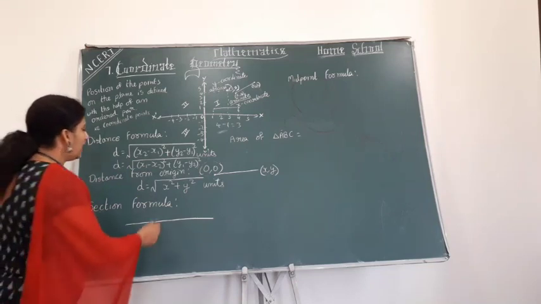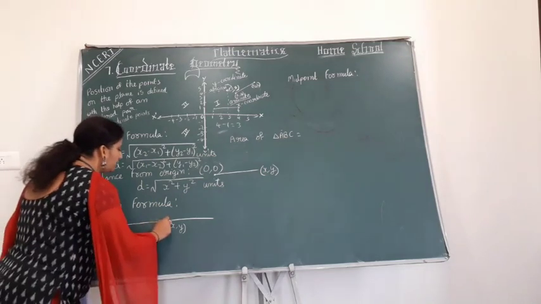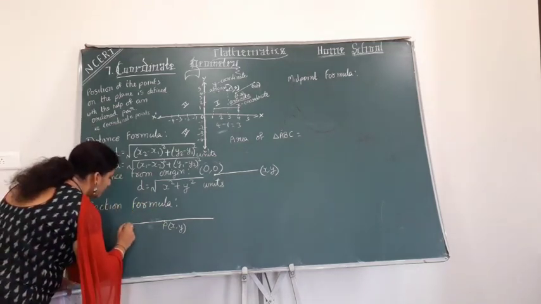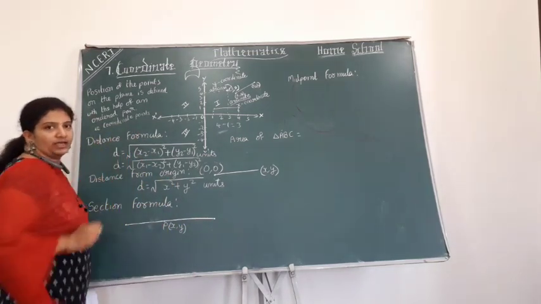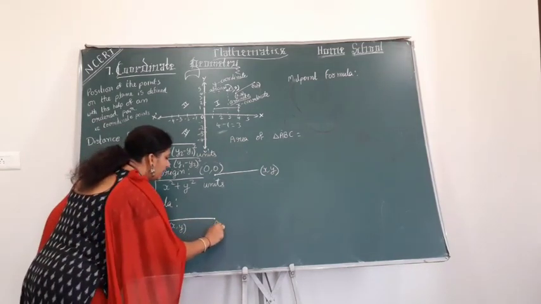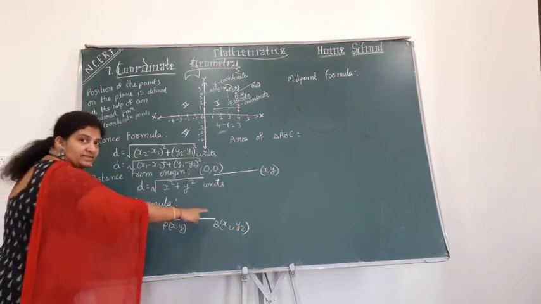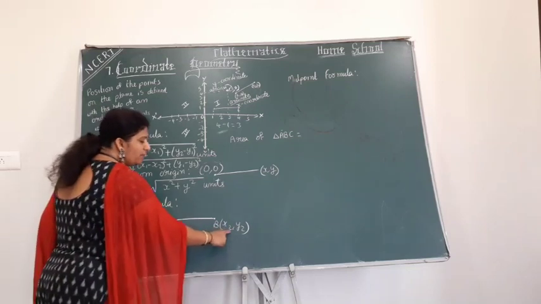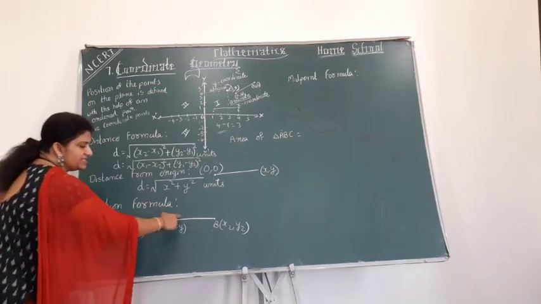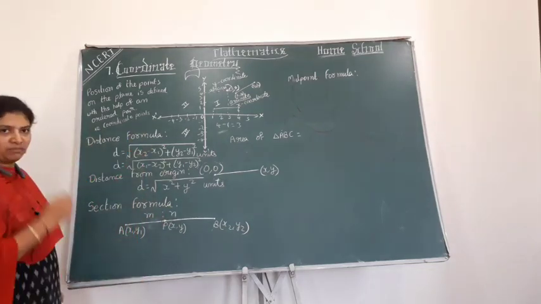Coming to your section formula. What is a section formula? A point on a line segment. Suppose somewhere I put a point on a line. A point P(x, y) on a line segment joining points. Listen to the word carefully: joining the points, the endpoints. This line is in your Cartesian plane. Let the points be A(x1, y1) and B(x2, y2). The point P(x, y) on the line segment joining A and B divides this line segment into two parts, in the ratio m:n. This is your statement for the section formula.